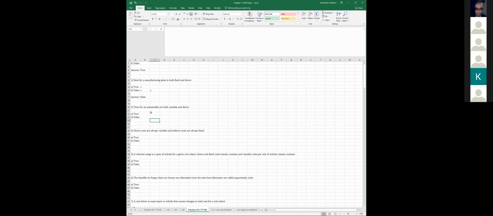Okay, tires for automobile are both variable and direct. True. We saw this on the BMW tires. Yeah, we saw that.